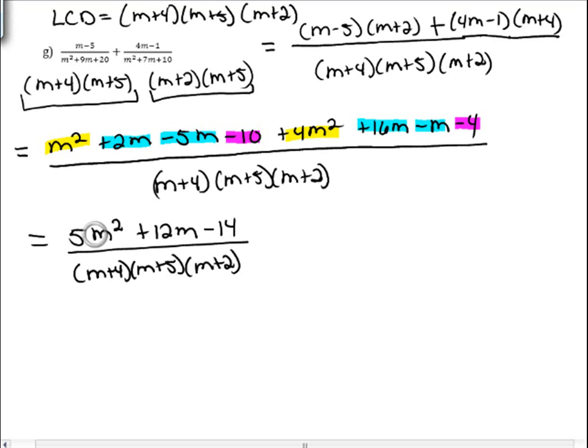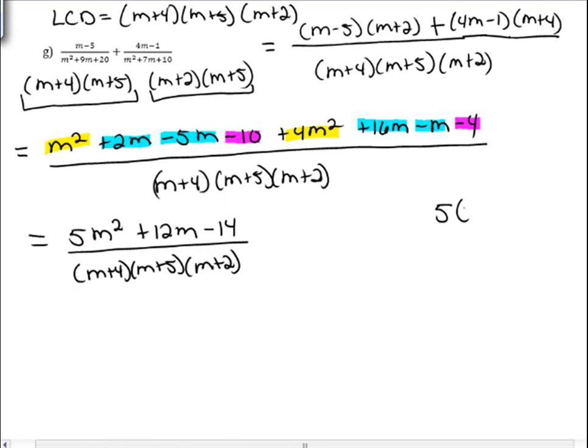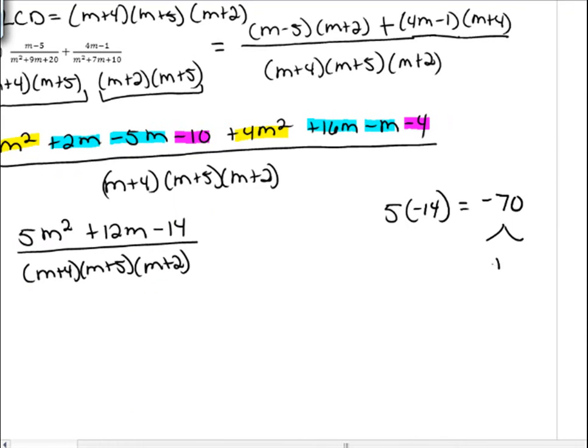We don't have a common factor we can factor out of the numerator, but we should check to see if this can factor. So again, we're going to take our leading coefficient 5, and we're going to multiply that to our constant, which is negative 14. That gives us negative 70. And so we want to know, can we factor negative 70 so when I add the factors together, I get the middle term, which is 12.